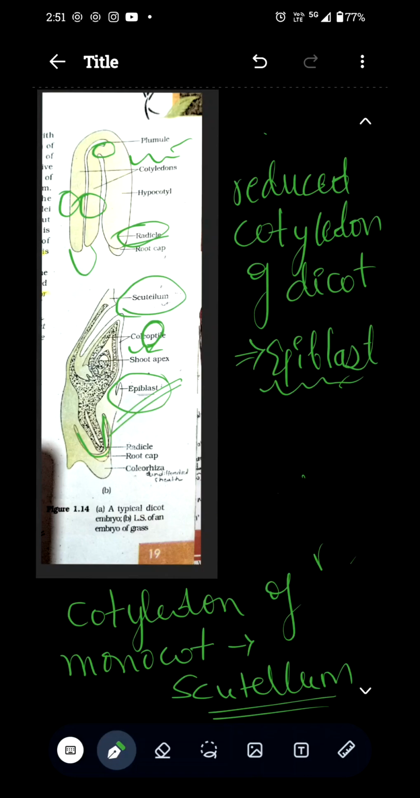We were having two cotyledons. One was called scutellum. Another one got reduced and turned into the epiblast, which became non-functional, and it's a remnant of the dicot cotyledon. Understanding this one? This is very important to understand. That is, one was the scutellum, and another one is the epiblast. Remaining everything you know. I hope you understand about this diagram. Okay, fine. So now let us move on to the next diagram.